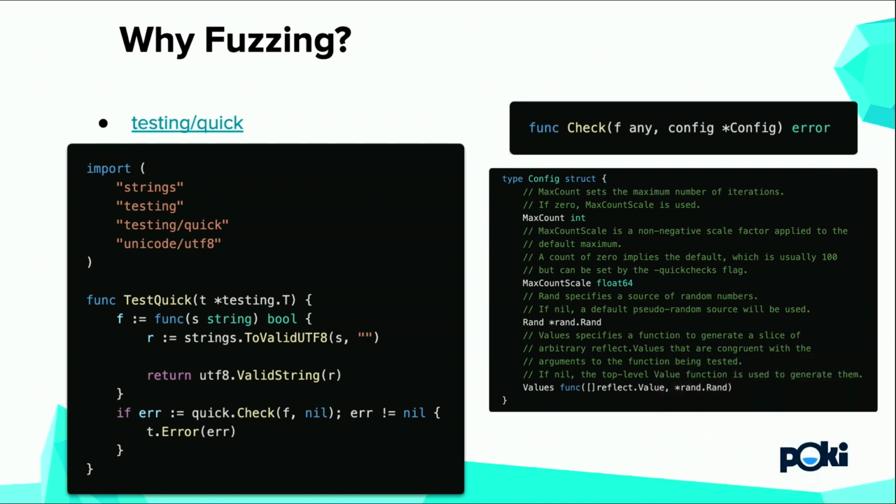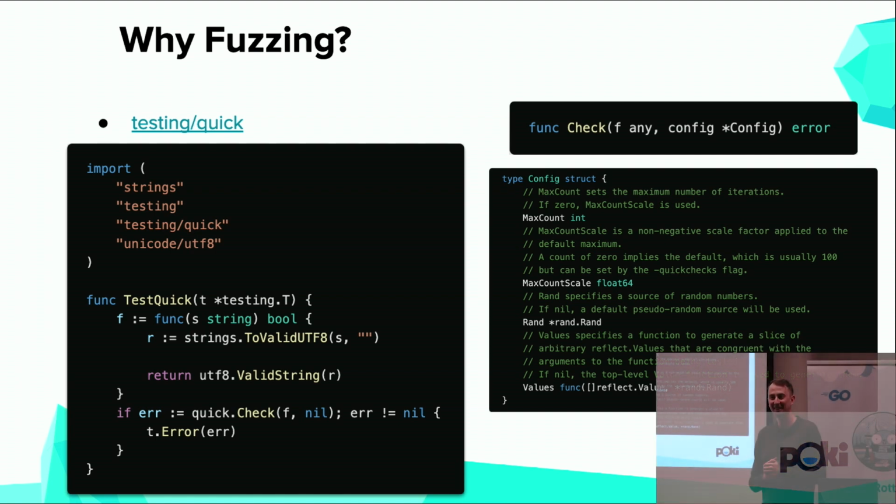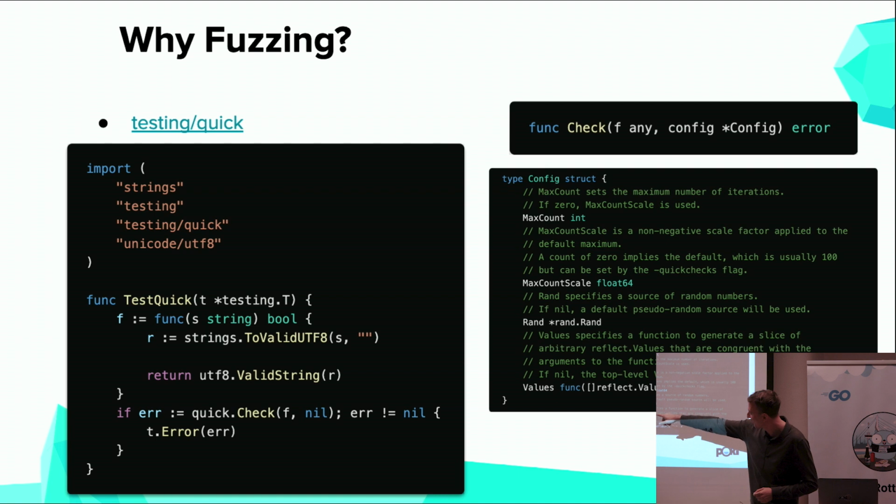So Go, since 1.14, has had the testing/quick package. Who knows about this package? Two persons. Yeah, this is a really unknown package. No one uses it, and that's probably better because it's not that great. But it's from before fuzz testing was a thing. I've written a different test here to test if strings.ToValidUTF8 actually produces valid UTF-8 strings.